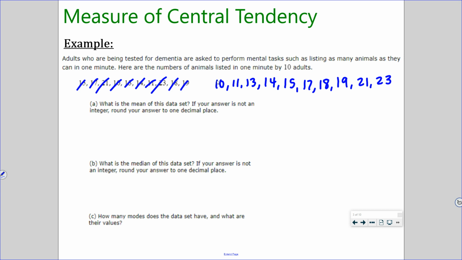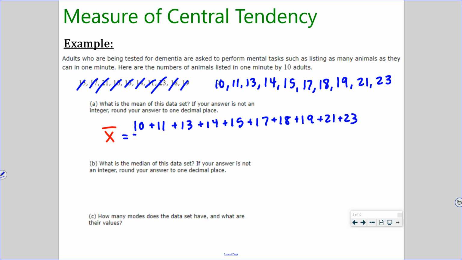So there's my data set just rearranged in order from smallest to greatest. So to calculate the mean, let's use the correct notation here of this sample. So it'd be my X bar. I would just add up or sum all of my data entries. So it'd be 10 plus 11 plus 13 plus 14 plus 15 plus 17, 18.